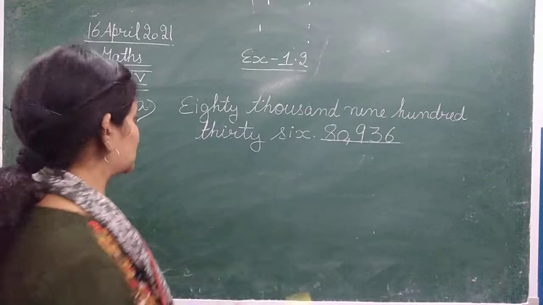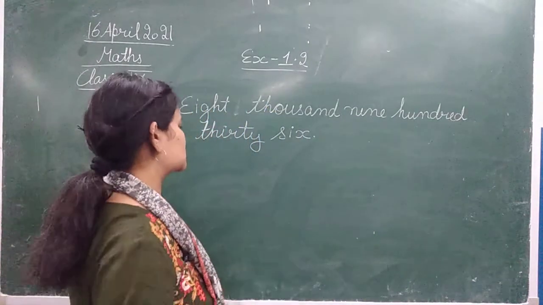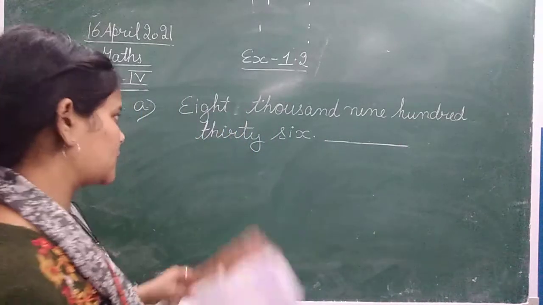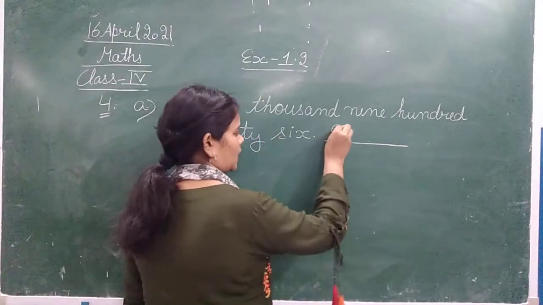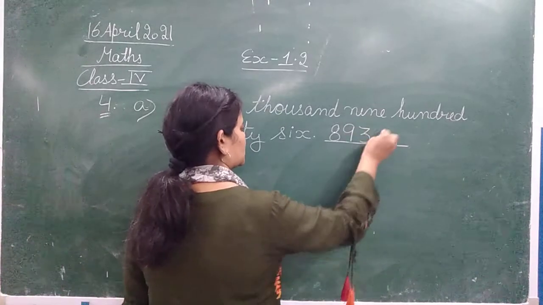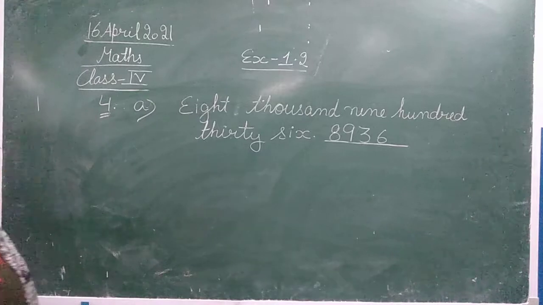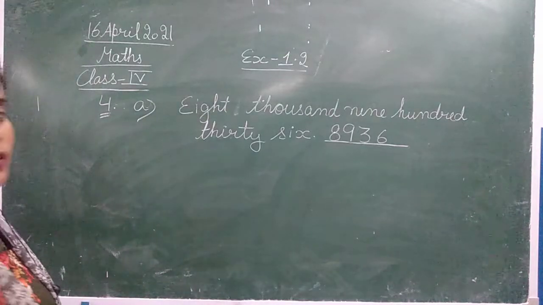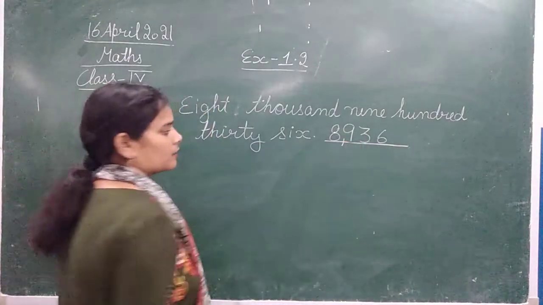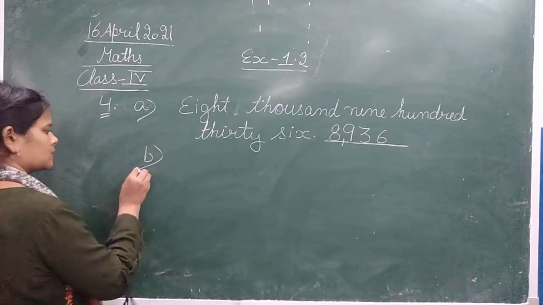Sorry, it's not 80, it's 8. That is 8,936. 8 is at 1,000 place. Okay, and one important thing is that we need to put the commas here according to the Indian place value chart: ones, tens, hundreds. Let's put the comma here. Clear? Chaliye.